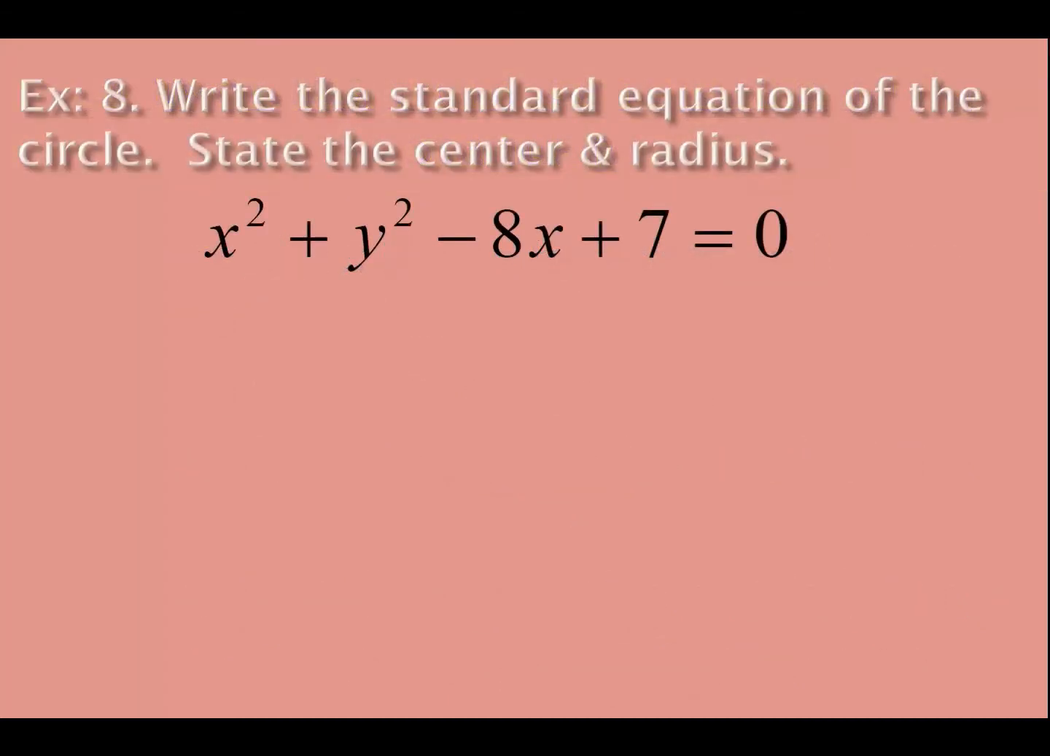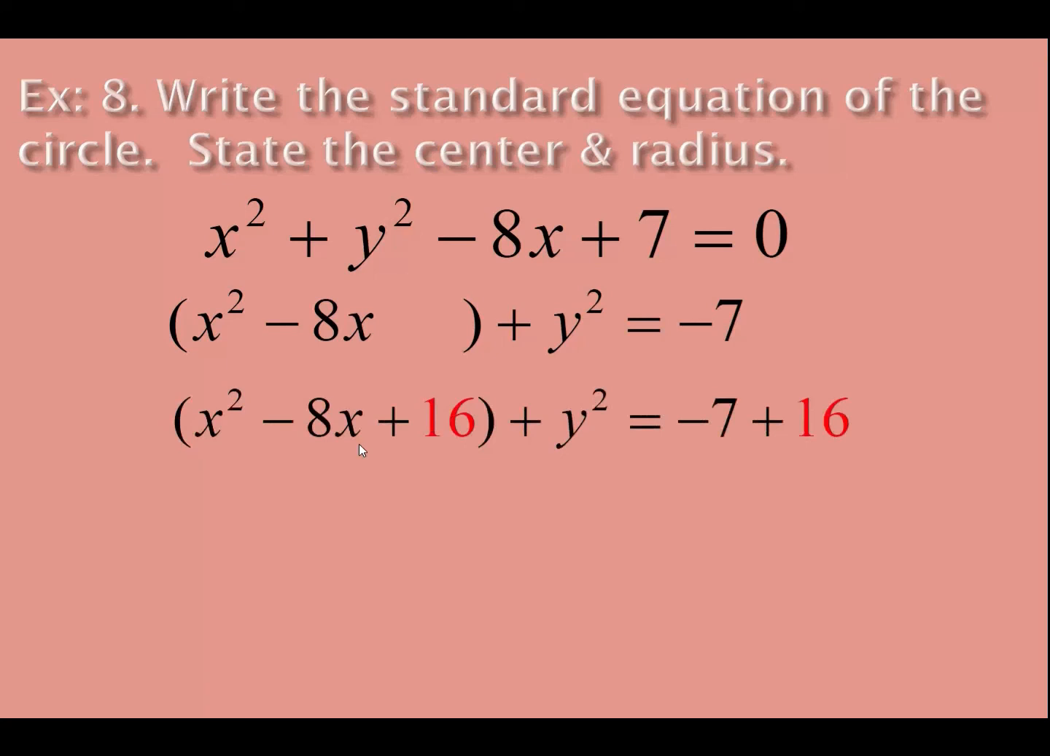In this example, it's given the general form, and you need to find the standard form of the equation. So first step, collect x together and y together, and move c, which is 7, to the other side, so it will be negative 7. Then the coefficient of x is negative 8, divided by 2 and square it. So it will be 4 squared, so it will be 16. This is completing the square.